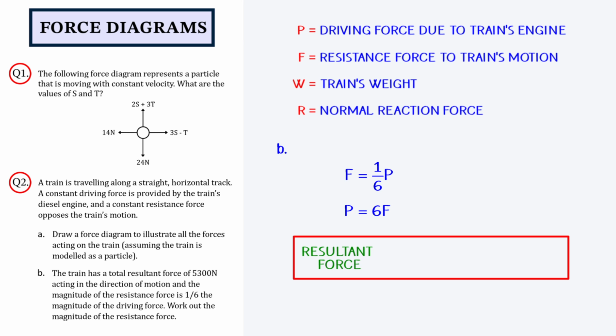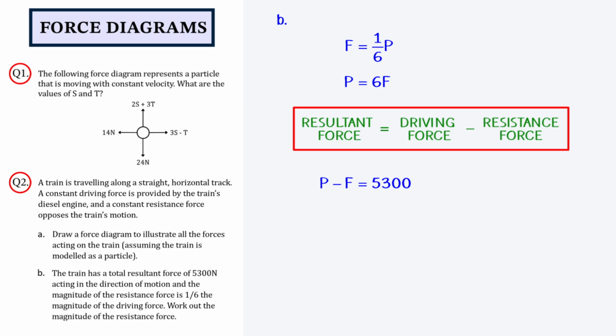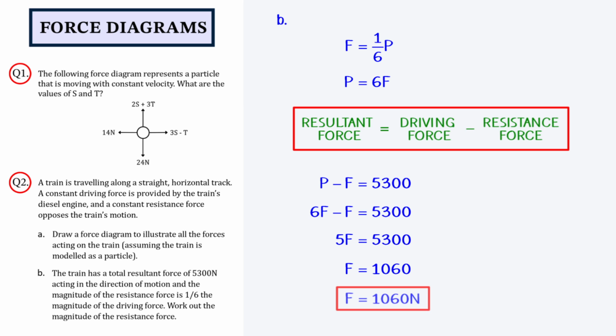Now the resultant force is equal to the driving force moving the train forwards minus the resistance force opposing the train's motion in the opposite direction. And so we can write P minus F is equal to 5,300. And then substituting the value of P above gives 6F minus F is equal to 5,300, which gives 5F is equal to 5,300. And so F is equal to 5,300 divided by 5, which is equal to 1,060. So the magnitude of the resistance force is 1,060 newtons. And so that answers part B.